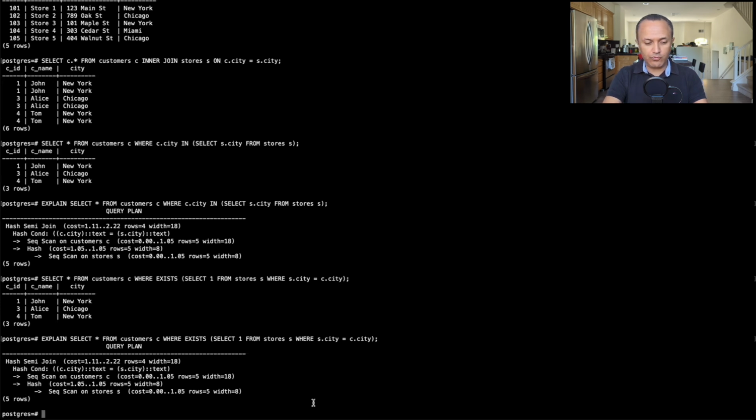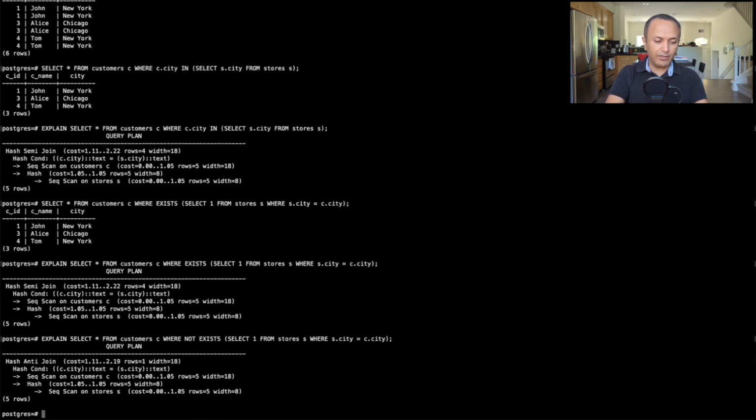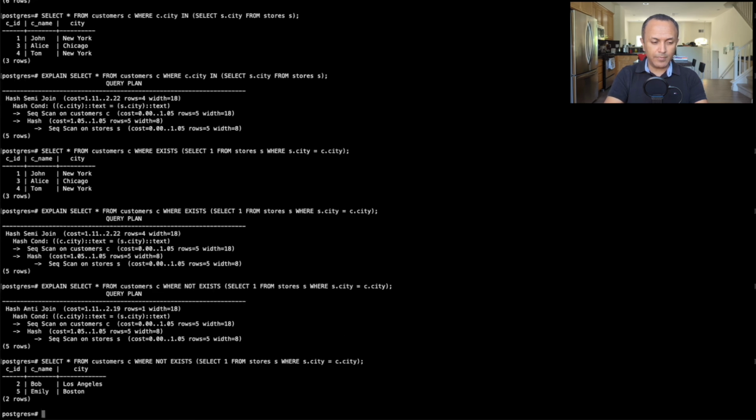If we want to try the anti-join, basically all we need to do is add not here. So we want the customers that do not match a store in the same city. We can just add not, and we will see that this is now a hash anti-join. And we could also run the query to see what the output looks like. So these are the 2 customers that do not have matching stores. So this is basically what the anti-join is.